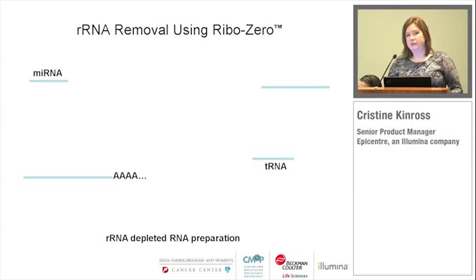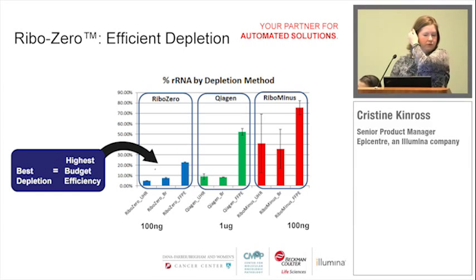Now, this is important to understand because this means that if you're looking at small RNAs or microRNAs or non-coding RNAs or mRNA that does not have a strong poly A tail, like you would see in FFPE, it is actually still in your sample. The only thing that's been removed are the ribosomal fragments. So at this point, you can decide how to go forward in your research.